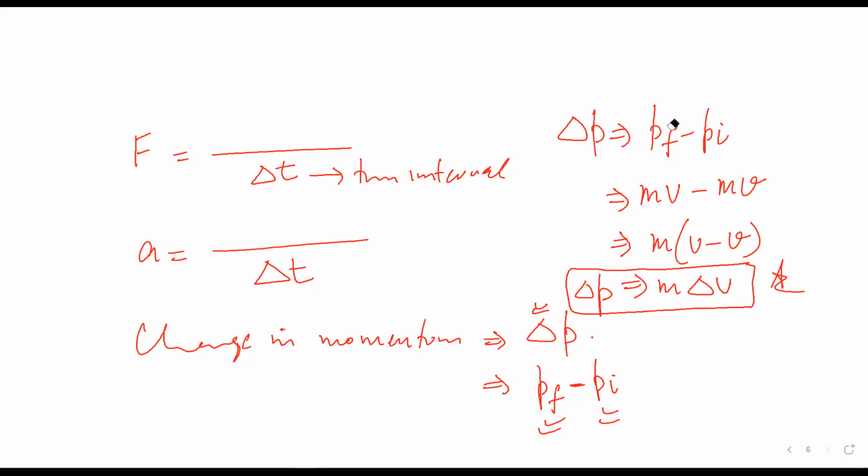See, this pf and pi, the subscripts, imply final momentum and initial momentum. And one thing that you need to understand is that in our common lives, the mass usually won't change. That is why the mass is constant and is taken out of the bracket, and there is v minus u only. So what we have understood is that the change in momentum is equal to m times v minus u. Are we clear till here, Chris?